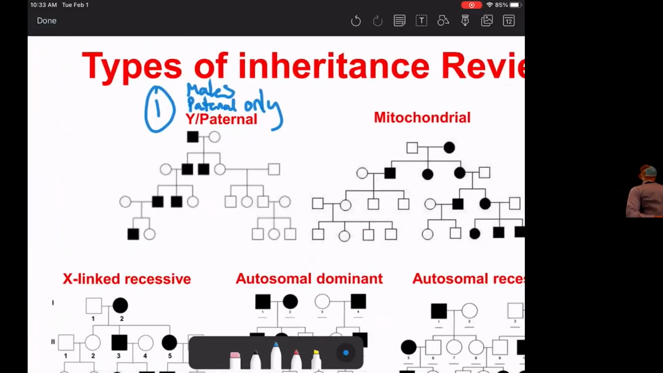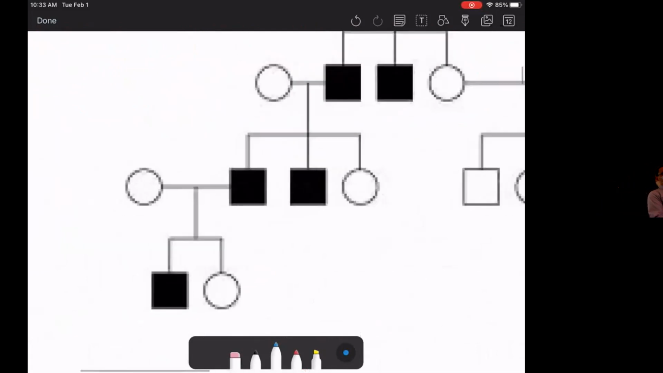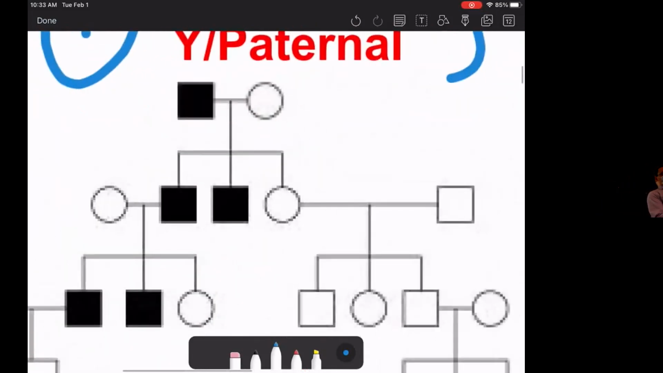That is a very easy one to spot. And sometimes I'll throw one in there and people try and solve a million things when in reality only males were affected the whole time and it was just passing to all of them, right? Because you follow this affected Y chromosome, it's going all the way down through males. Nothing over here to worry about.